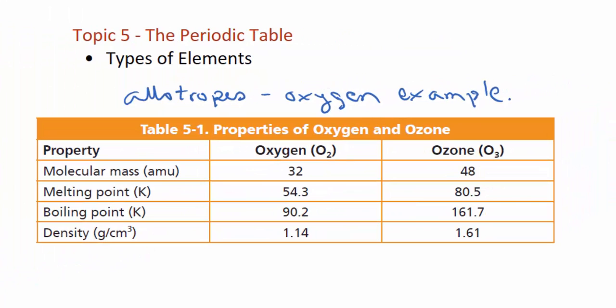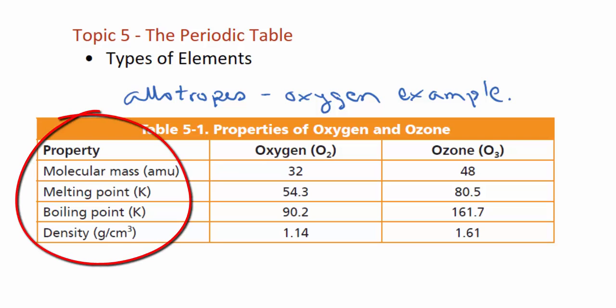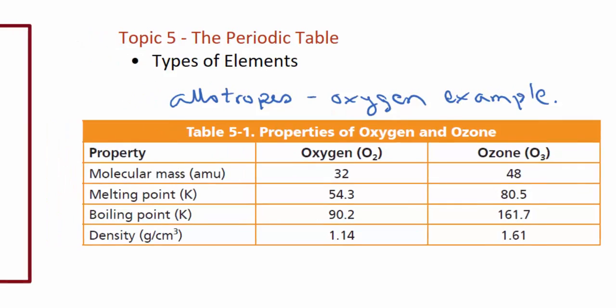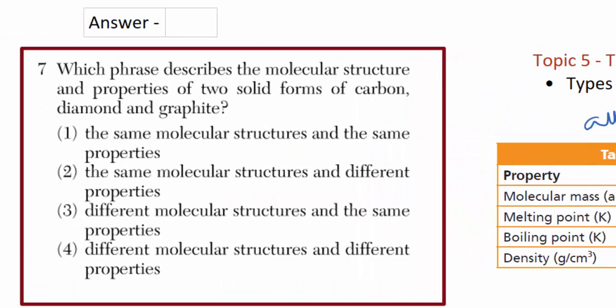They're both composed of oxygen, so they are the same element, but they have different molecular structures. One has 2 oxygens, the other has 3. You can see that on this chart, which shows 4 different properties of these 2 allotropes of oxygen, that every single one of the properties is different for the 2 allotropes. So we're looking for an answer that describes having different molecular structures and different properties. That's going to be answer number 4.